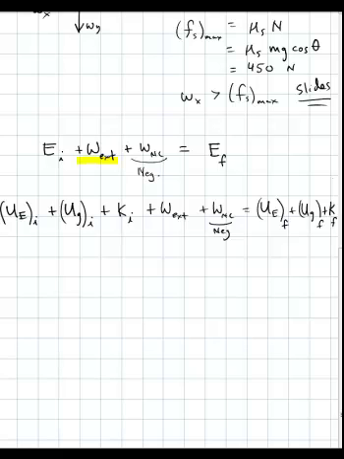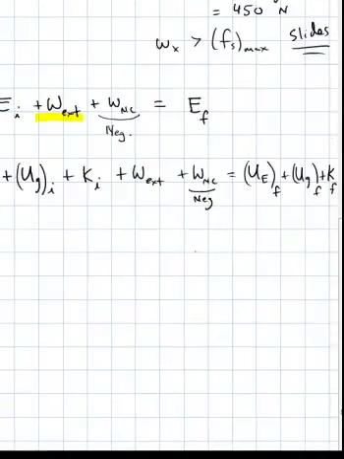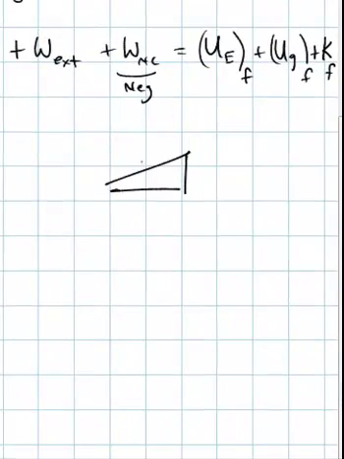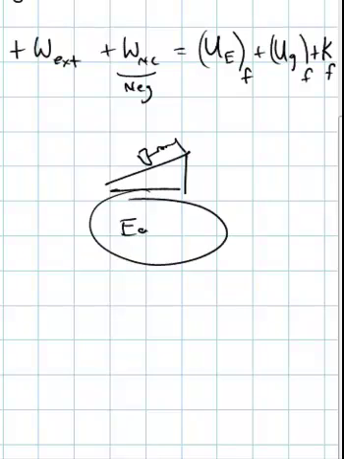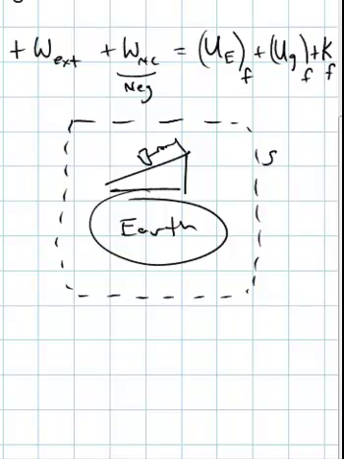Now what we have to do is define our system, because if we define our system in some ways, then some of these terms go away, and if we define it in other ways, other terms go away. So we need to define our system so we don't double count anything. And usually the easiest way to do that is to make our system the mass and the Earth all together. So it's all part of our system. There's our system.